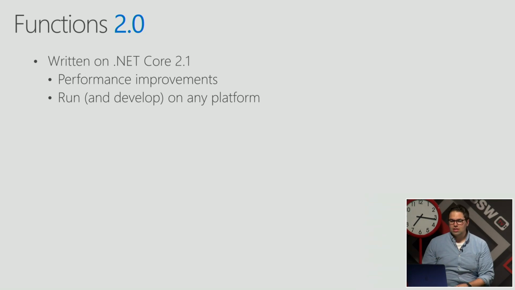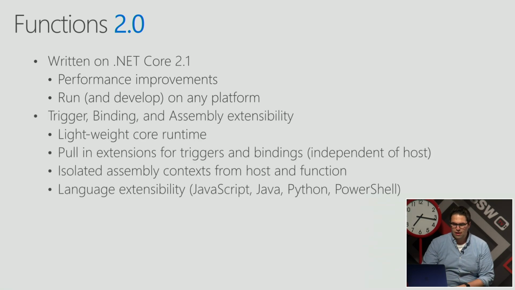So we rewrote the Azure Functions runtime in .NET Core 2. It's now .NET Core 2.1, and it's compatible for .NET Core 2.2, and we'll keep moving it up from there. It comes with a number of new trigger, binding, and assembly extensibility.